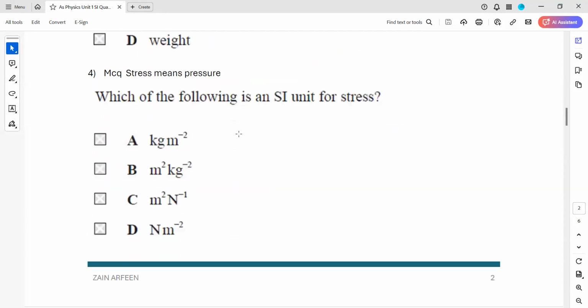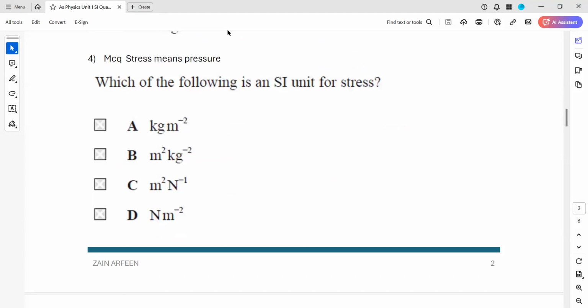Which of the following is the SI unit of stress? Stress is like pressure, and pressure is what? It is force acting on unit area. What is the unit of the force? Newton. And what is the unit of area? Meter. Area is meter square. But we need the SI unit here. Newton per meter square. The SI unit of stress is Pascal, or we want the base unit.